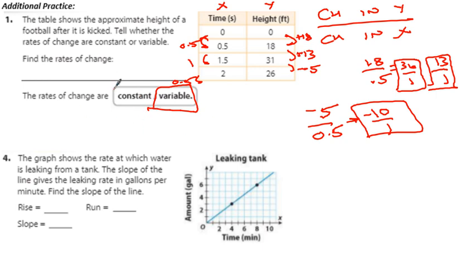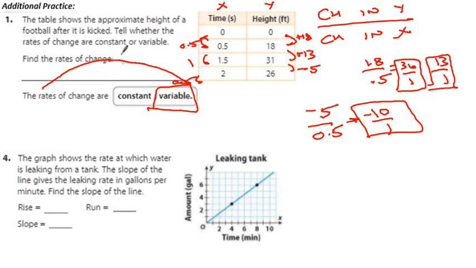Now the reason why it's variable is because when a football is kicked, the football is maybe picking up speed as it's going, but when it kicks, it goes up like this and then it starts coming back down. At this point, it's actually not moving as fast. This is the point where it might be slowing down, and now it's changing its direction, and its height's going to change as well. So this is why it's going to be a variable rate of change. Okay?